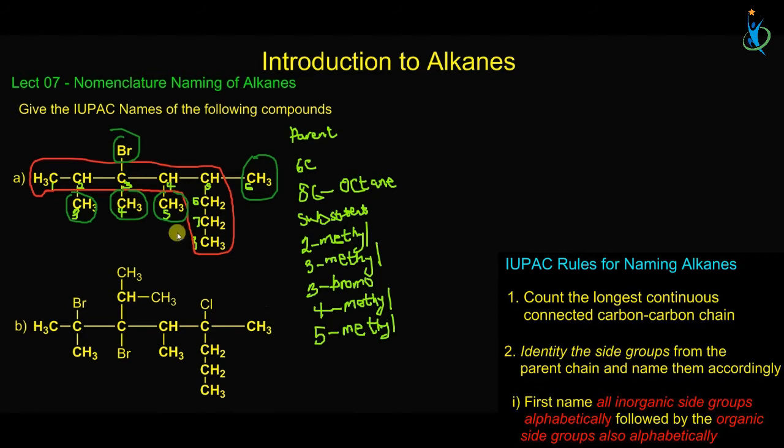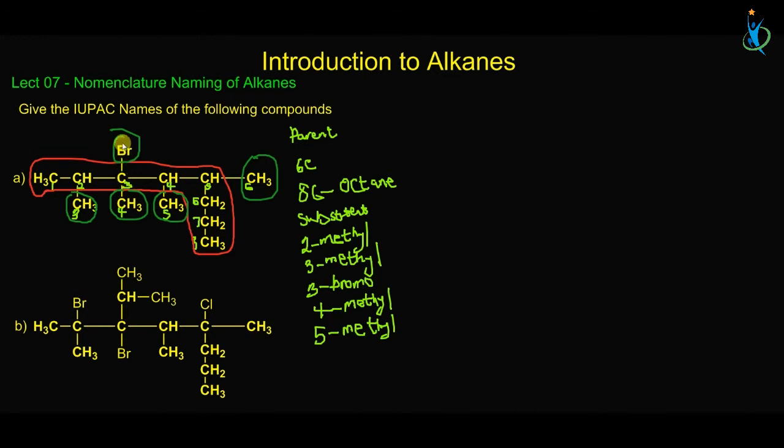These numbers are the positions on the longest continuous carbon chain. So we have 2-methyl, 3-methyl and 3-bromo, 4-methyl, and 5-methyl. These are all side groups that I have identified.